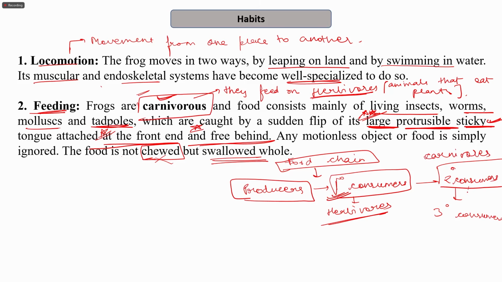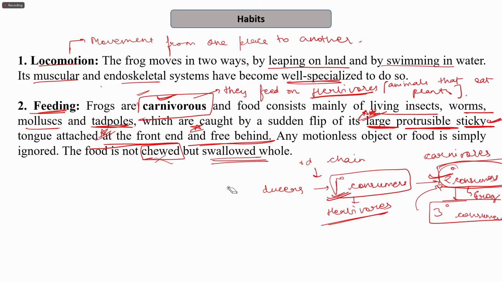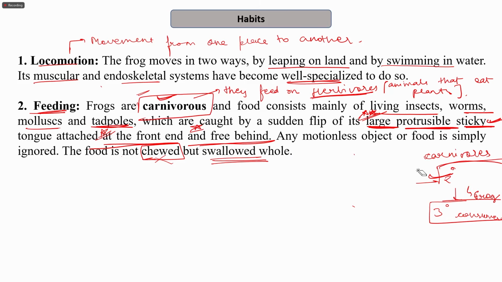So frog, being a carnivore, belongs to the category of secondary consumer in the food chain, which can further be fed on by many species. There are larger species that can further feed on frogs. Therefore, frog belongs to the category of secondary consumer. This may be asked: frogs belong to which category in the food chain? Frog belongs to the category of secondary consumers in the food chain.